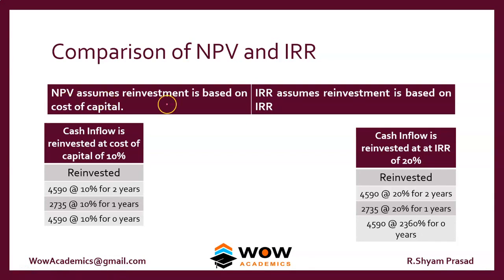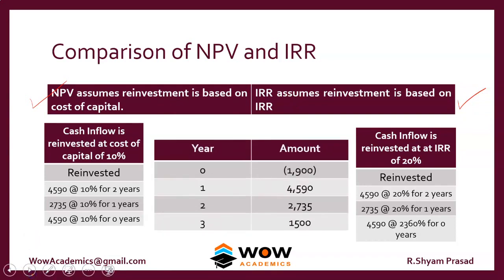NPV assumes reinvestment is based on cost of capital, and IRR assumes reinvestment is based on IRR. So we'll just look at here. Okay. See, a company has this kind of a cash flow. In the 0th year you invest, then you get cash inflow. So this is outflow. In other years you get inflows, okay. You get the first year inflow of 4590. At the first year end you get 4590.